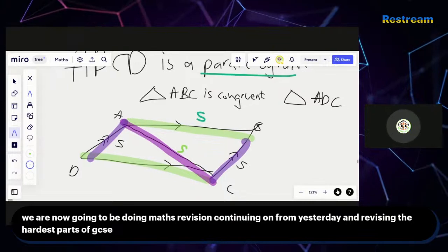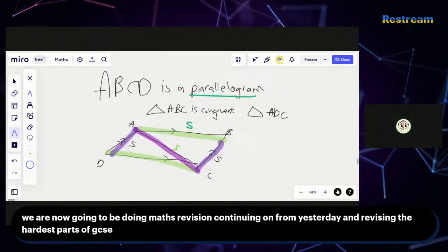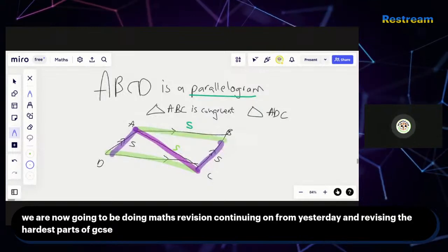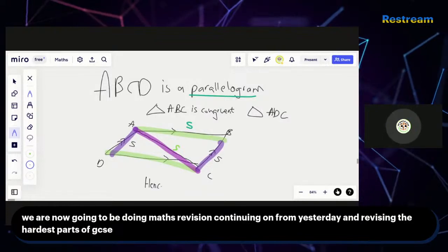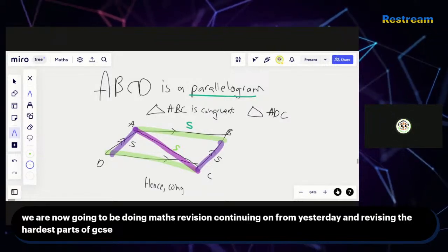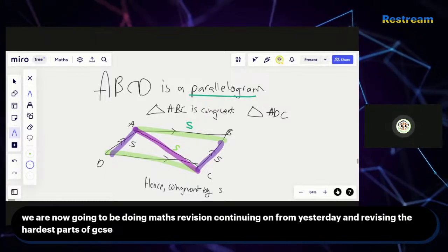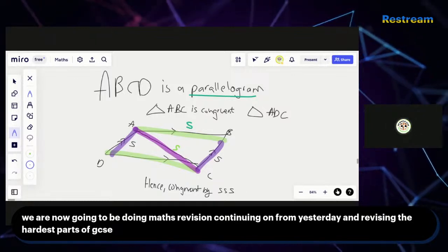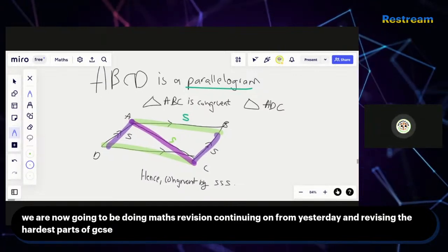Now, unfortunately, they won't be giving you the questions in GCSE maths. It might be harder. But if you do see a question like this, always make sure to end your proof by saying "by" and whatever proof you use. In this case, we used side, side, side. Okay, let's do a more tricky one now.